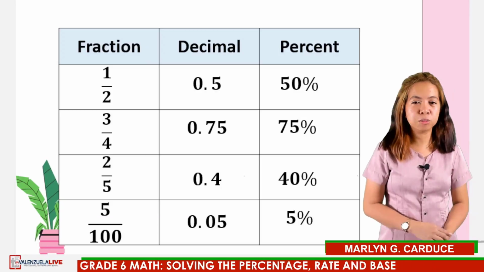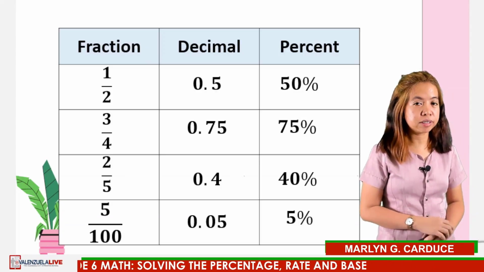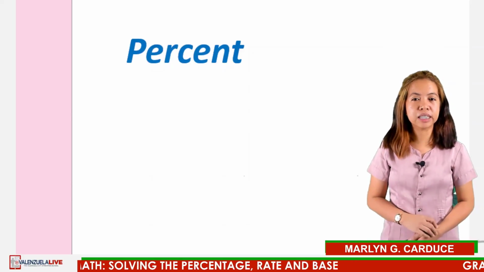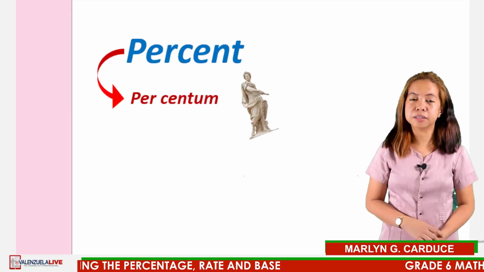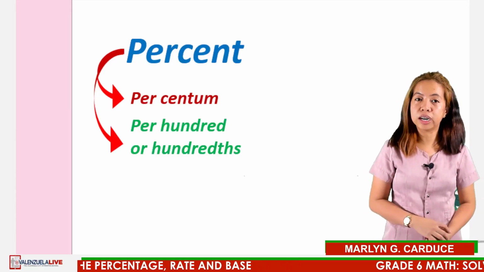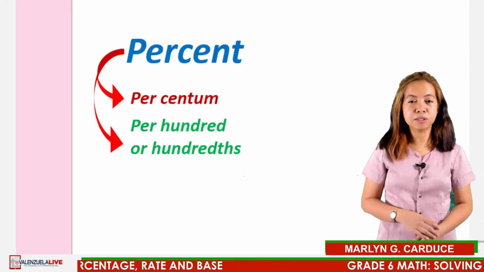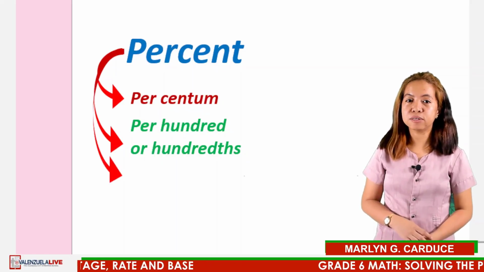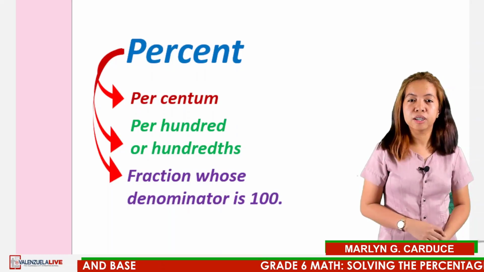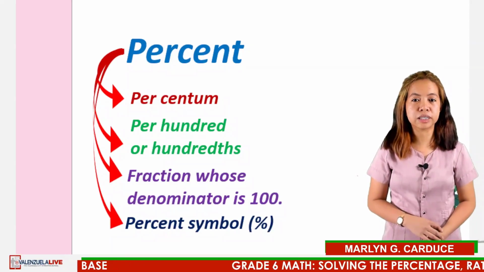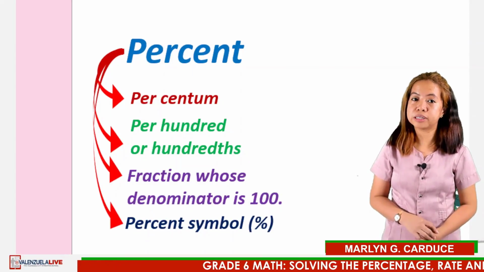But what do we mean by the word percent? Percent comes from the Latin word percentum, which means per hundred or hundredths. That is why percent is a fraction whose denominator is 100. And it also uses a percent symbol, as shown in our previous examples.